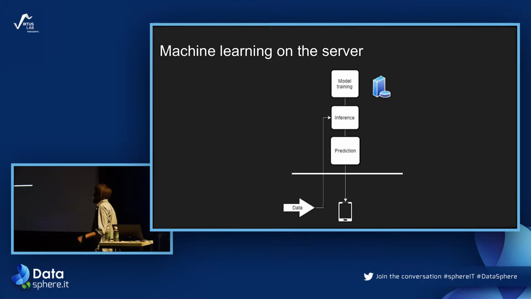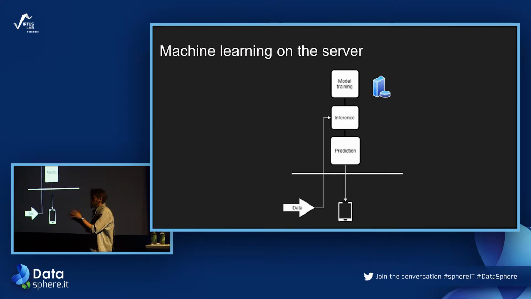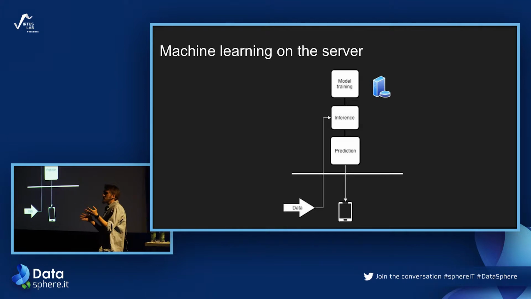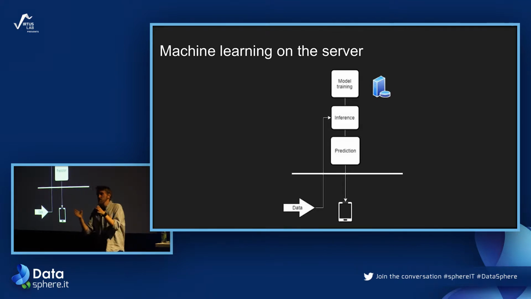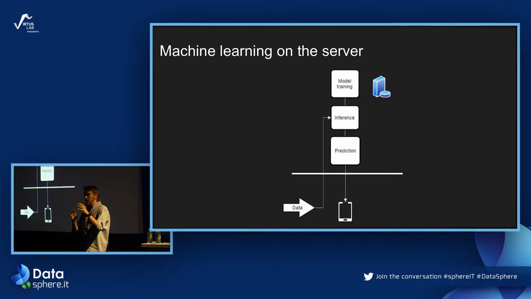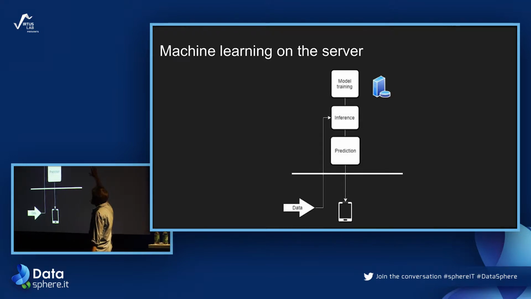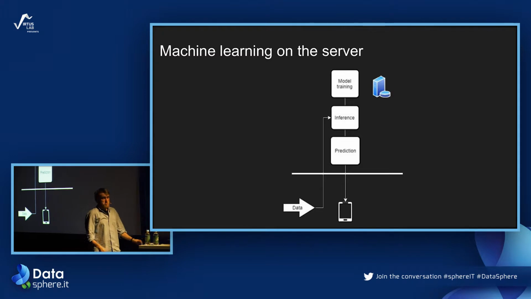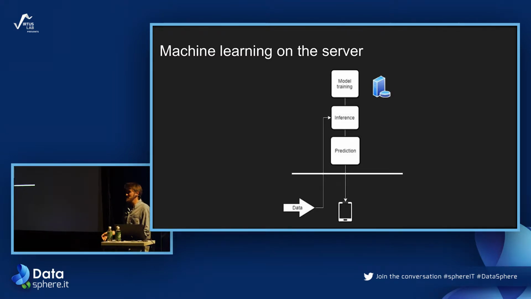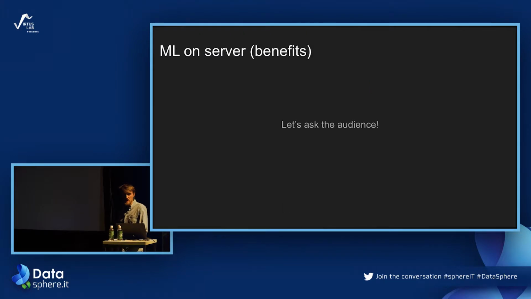Well, first idea, we could use the server side to do machine learning for us. So the inference, I don't know if you know the term inference, but basically it means the part of the lifetime of the model when you don't change anything in it. You just make use of the model you trained and you get predictions. So we could do machine learning on the server and feed the prediction to the phone. Okay, but it may have some problems, and it surely has some benefits.